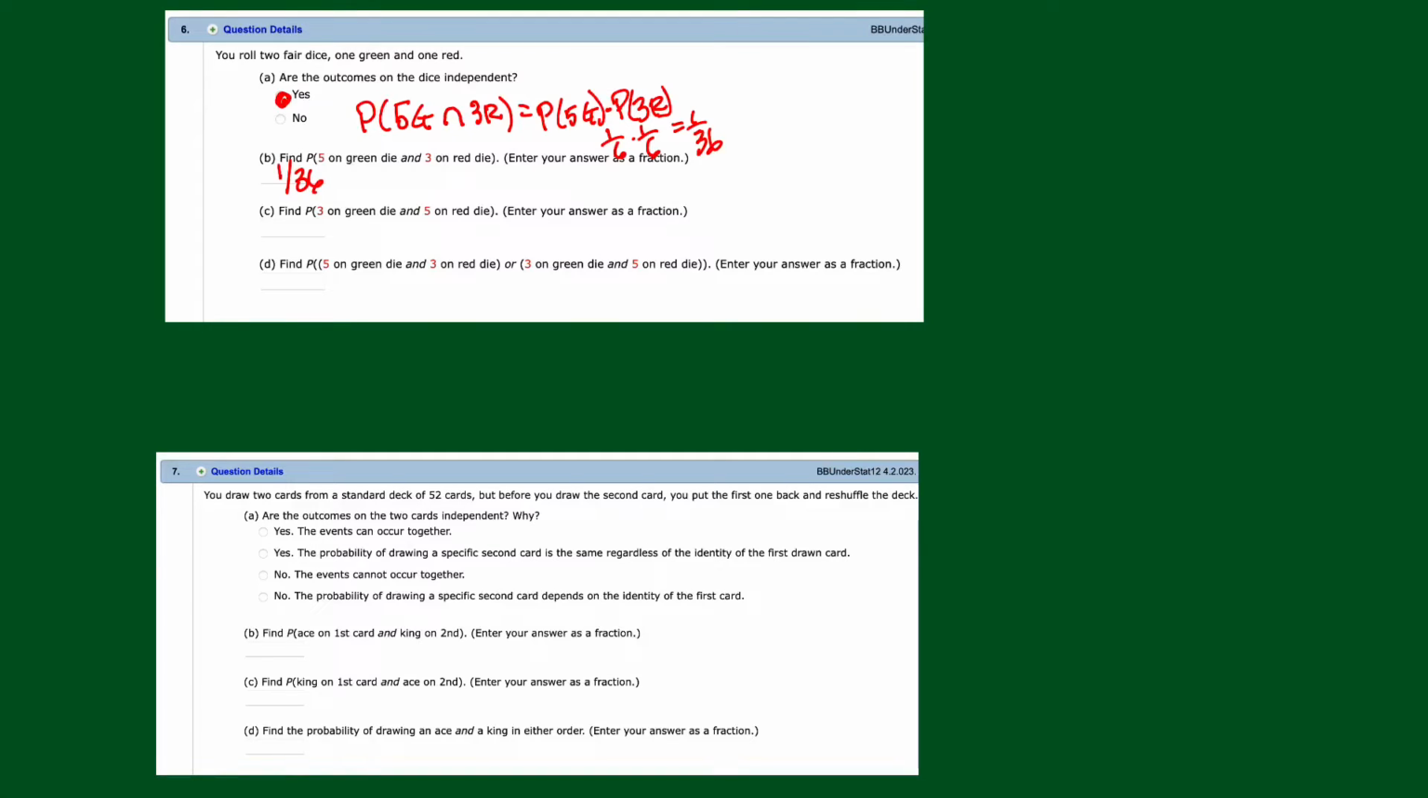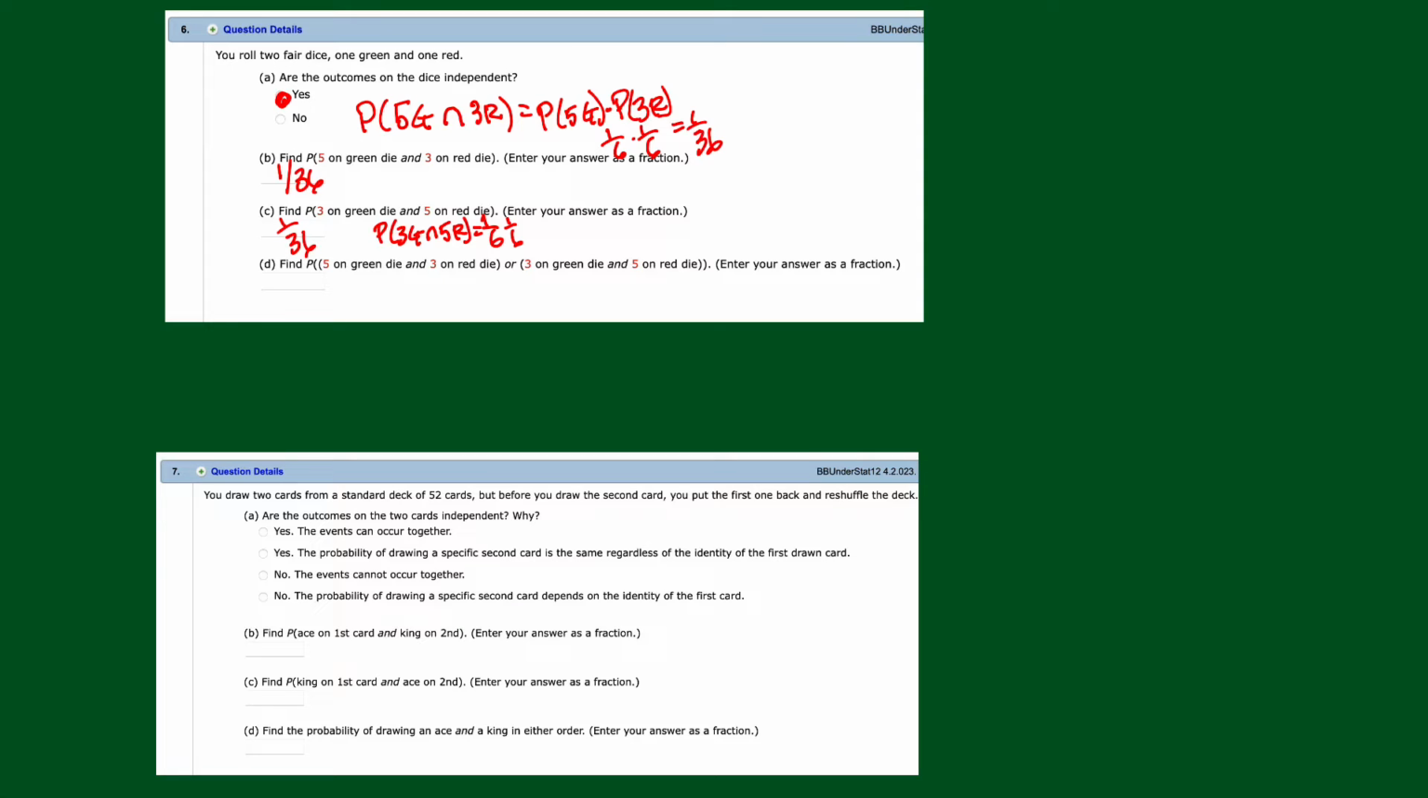Now what about part C? 3 on a green and a 5 on the red. This is the probability of a 3 on the green and a 5 on the red. They're still independent, so I still think it's going to be 1/6 times 1/6. So 1 out of 36.